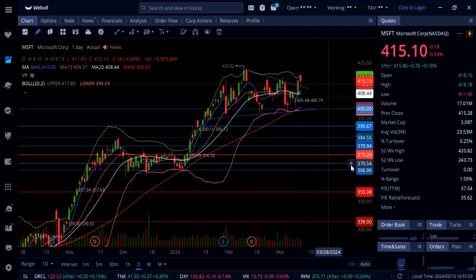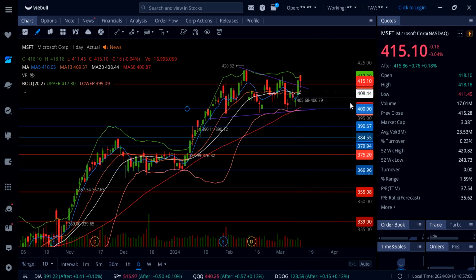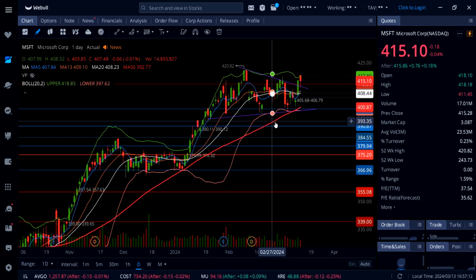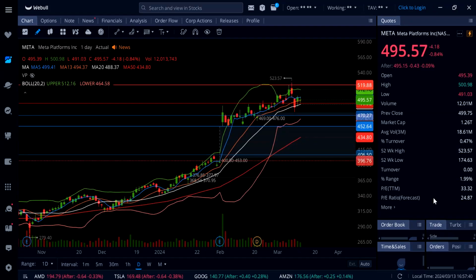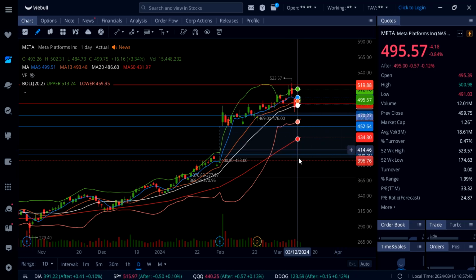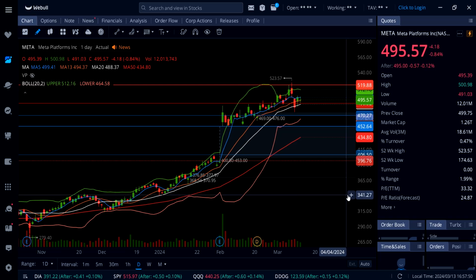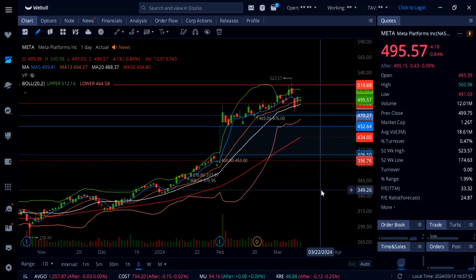As long as Microsoft can hold above 413 to 415, next stop 418, 420.82, and then we can talk about possibly a fresh new all-time high. On Meta, it's down 0.84%, so Meta came all the way down to 491. We do have strong support at 490, and then from there, this thing actually went back up, and now trading at 495.57. We got a doji indecision candle today, guys.